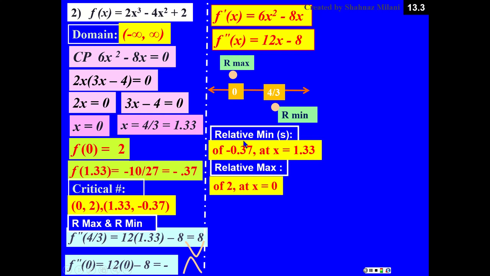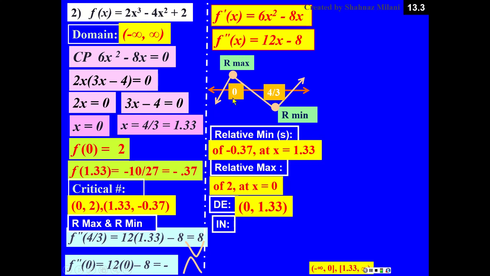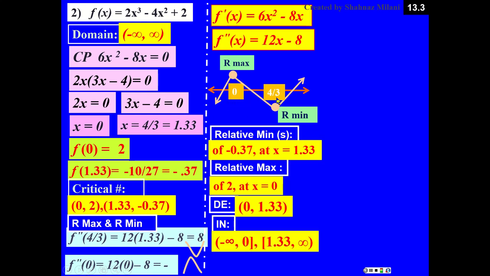Now, we found the relative min and relative max. We need to find the increasing and decreasing. But by looking at your graph, remember, relative max happens when your graph is increasing and then decreasing. Relative min happens when your graph is decreasing and then increasing. Then by looking at this graph, this is the part where my graph is going down. That means my decreasing is between 0 and 1.33. Now, increasing: this part is going up, this part is going up. But don't forget, this one is going to start from minus infinity to 0. And again, you have one more from here, where x is 1.33 to positive infinity. That was the easiest way we can find increasing, decreasing, relative max, and relative min.